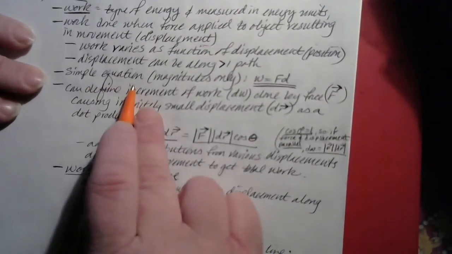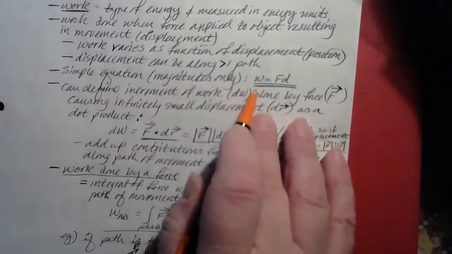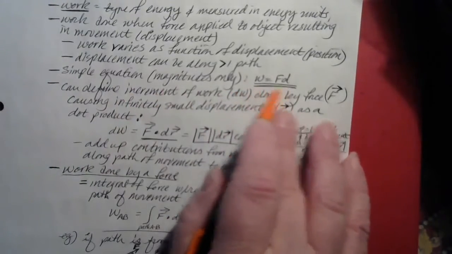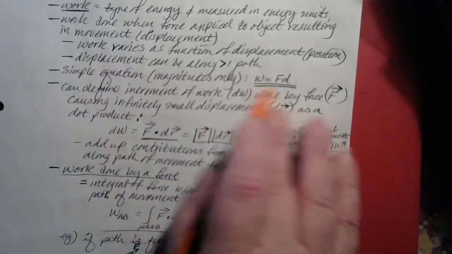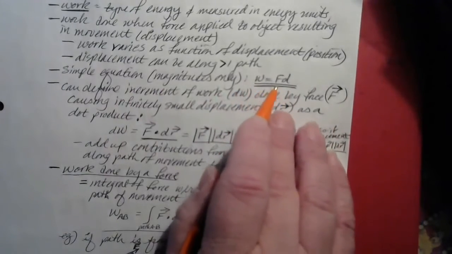The simple equation for work, the one that's used a lot because it only involves magnitudes and not directions, is that work equals force times distance. W equals FD. That's a very common equation in physics.